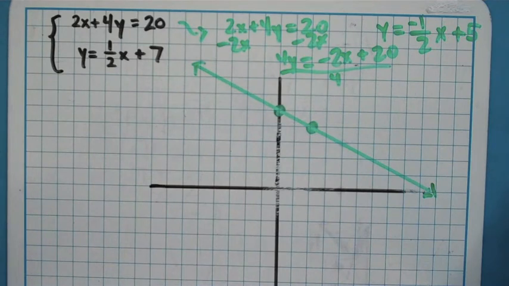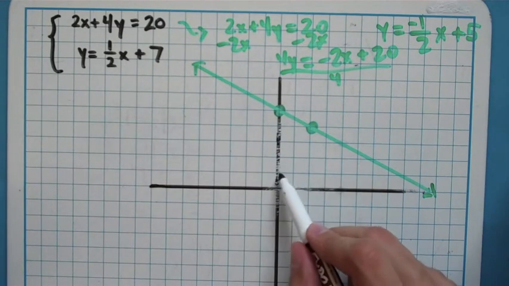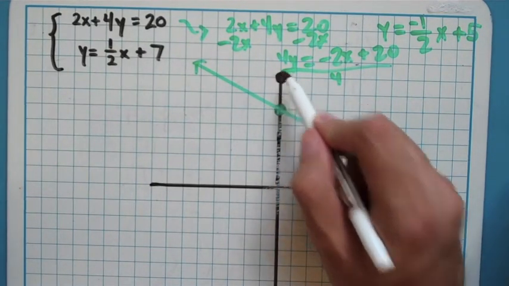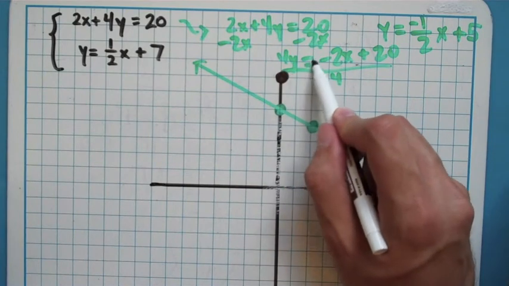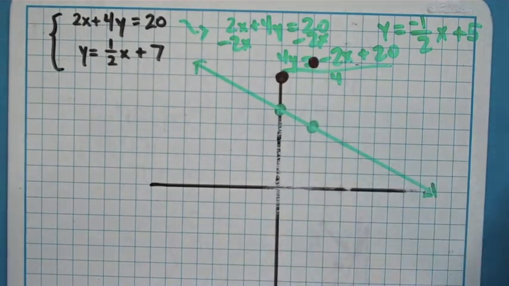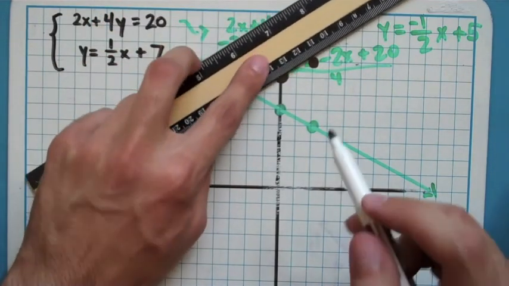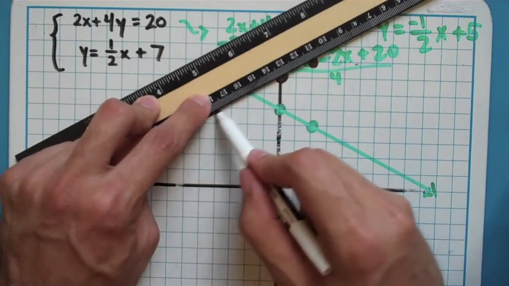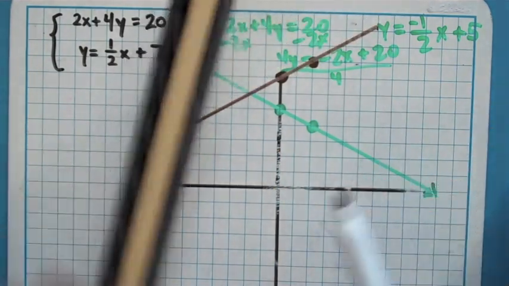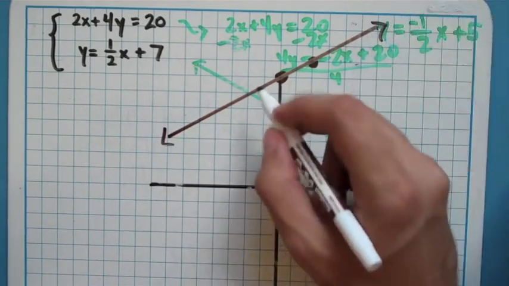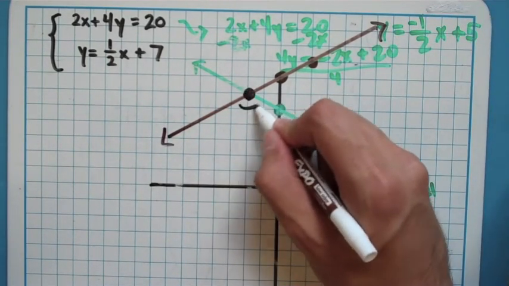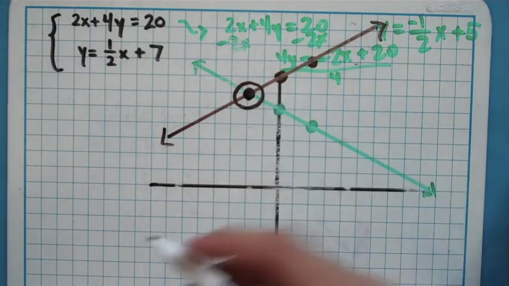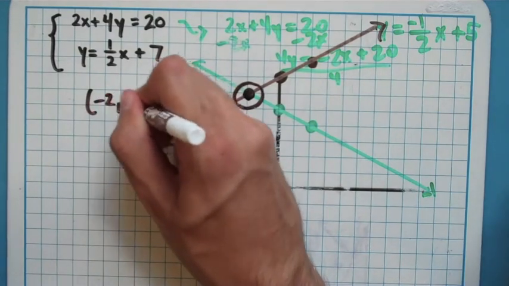My second equation is y equals 1/2 x plus 7. That one's already in y equals mx plus b. 1, 2, 3, 4, 5, 6, 7 is up here. And I'm going to go up 1 over 2. I'm going to go ahead and draw this line in. So I draw in my other line. And my solution is that dot right there where the two lines cross. That's going to be the point -2 comma 6, as we saw in our previous video.